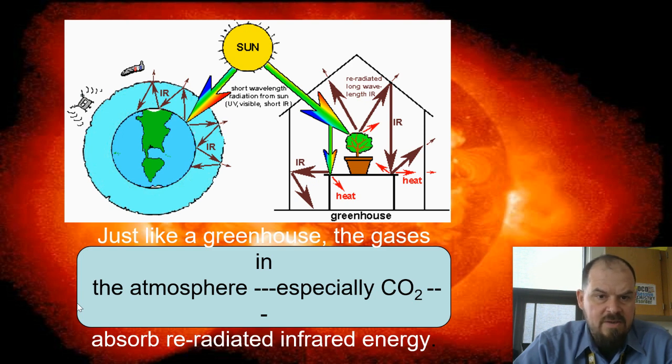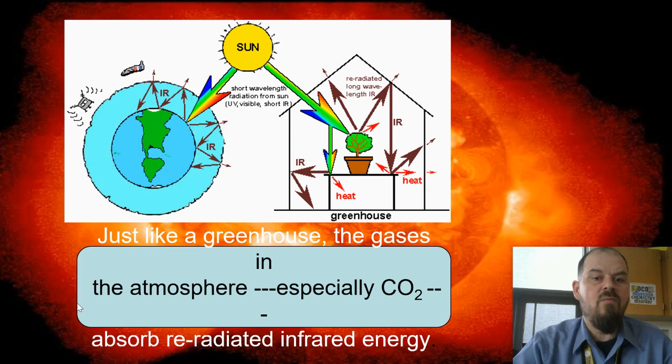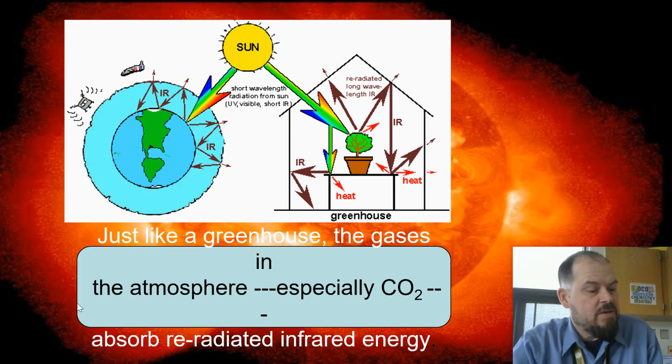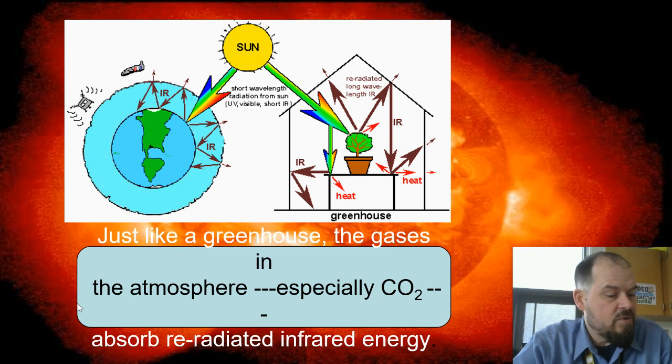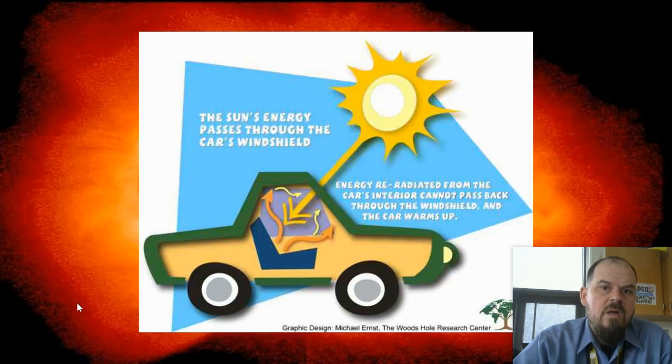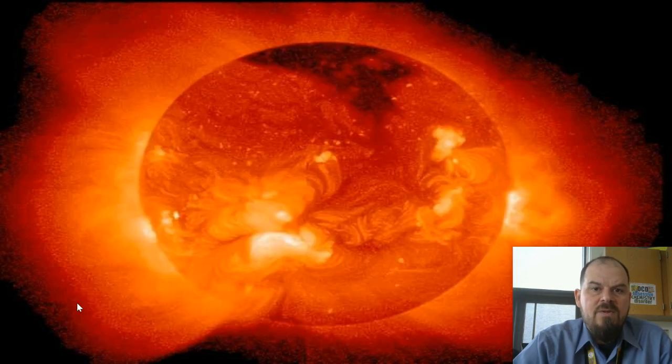So just like a greenhouse, the gases in the atmosphere, especially carbon dioxide, will absorb and re-radiate infrared energy. Somehow we need to make sure we take some sort of notes so we can understand that. But that does not go into global warming yet. Global warming is coming. Global warming is the result.